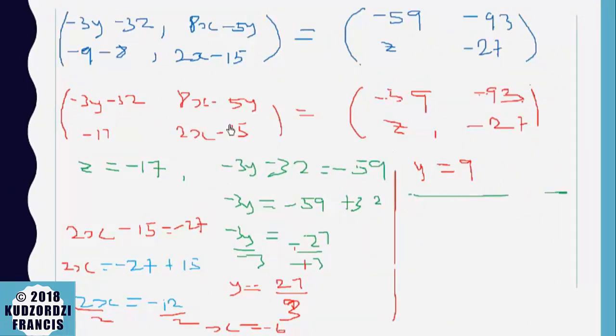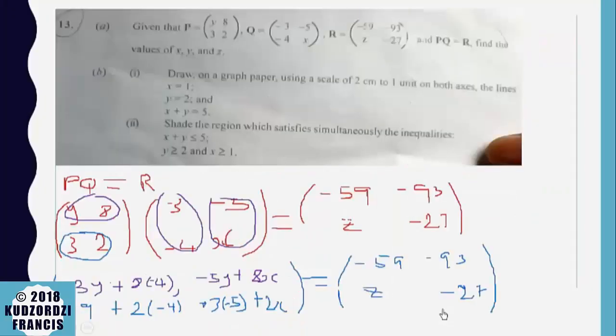So we have used the corresponding entries to find the values of x, y, and z. We had our x to be equal to negative 6, and the y to be equal to 9, and the z to be equal to negative 17. So now let's look at the second part of the question.